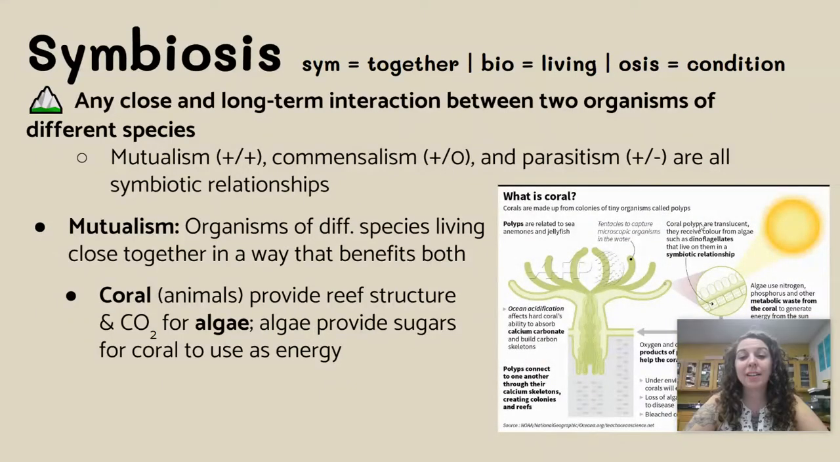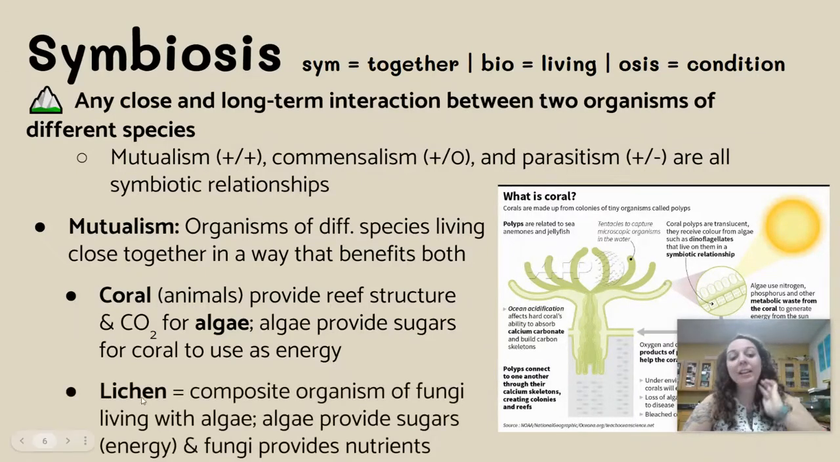Understand coral, like I said, it is actually an animal. Each individual coral is called a polyp, but it is an animal, so it has to get its energy from somewhere else. It's not making its own energy. Lichen is another example. So these actually function like one organism because they live so closely together. So we call them a composite organism. So it's a fungus and an algae. The algae is going to provide the sugars, same as the algae does up here, and the fungi is going to provide the nutrients for the algae to go through photosynthesis.